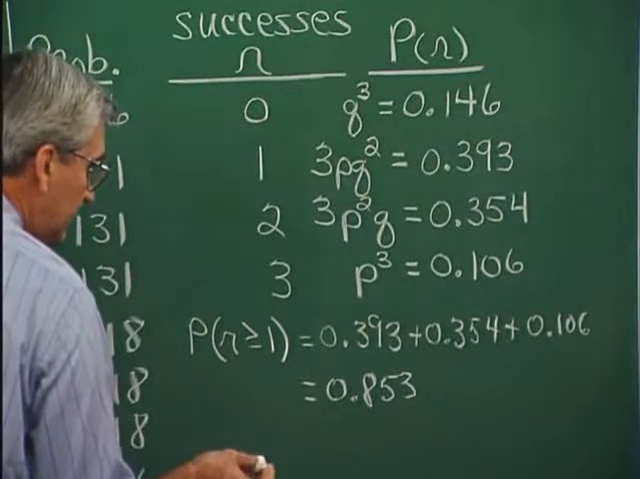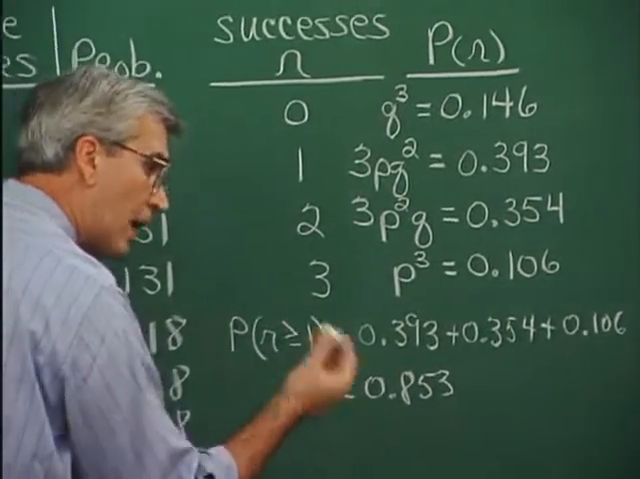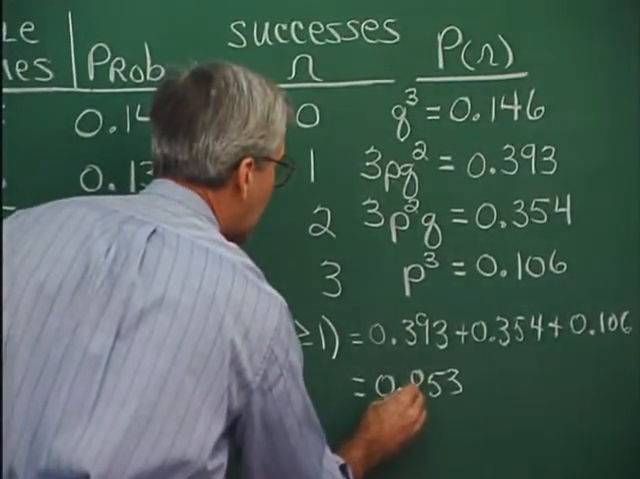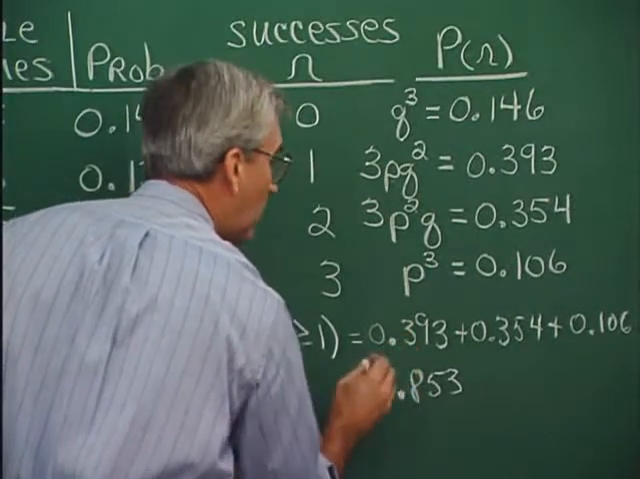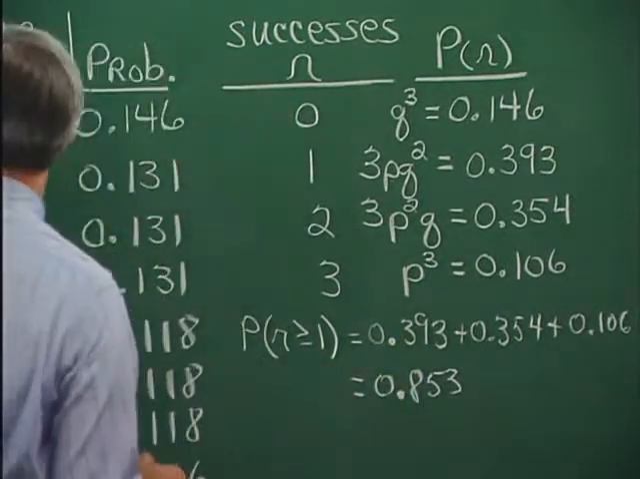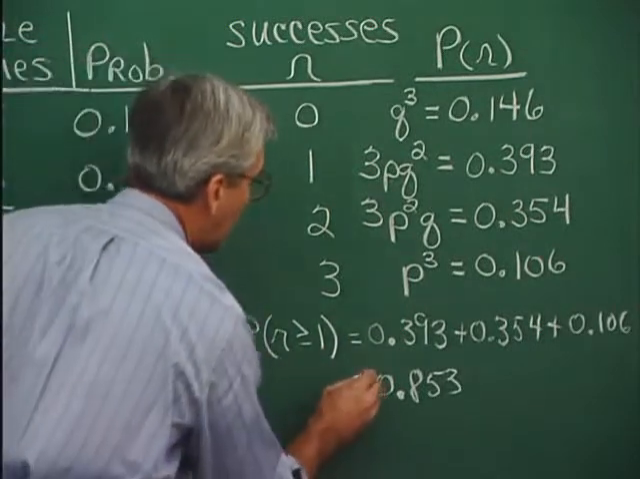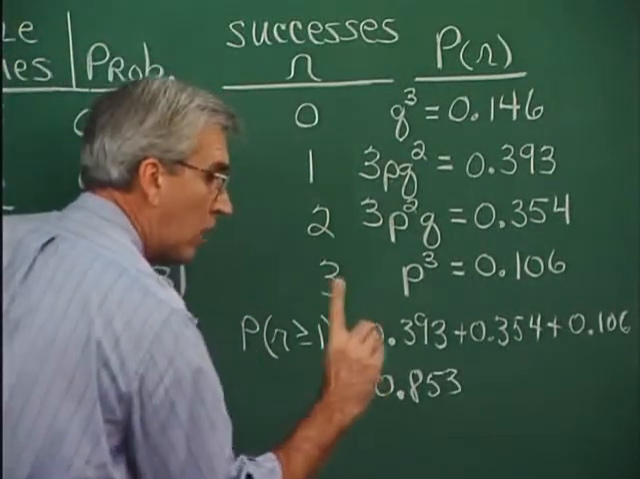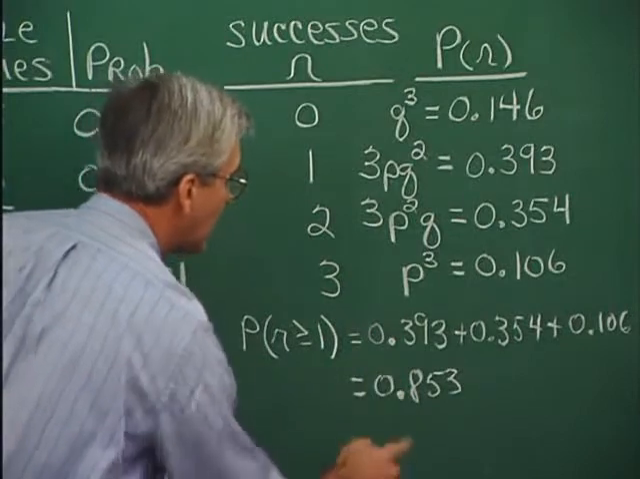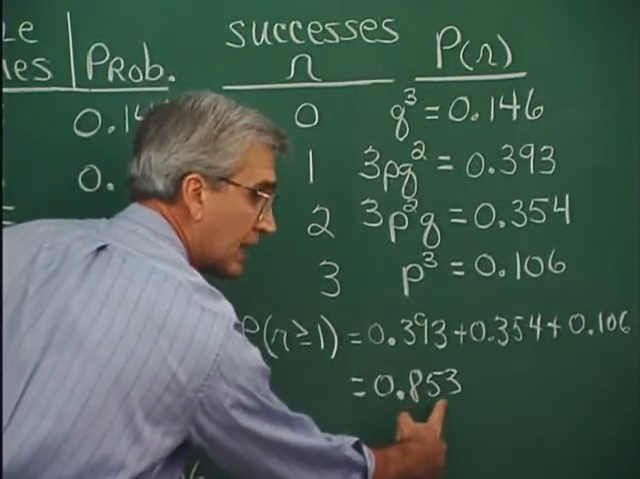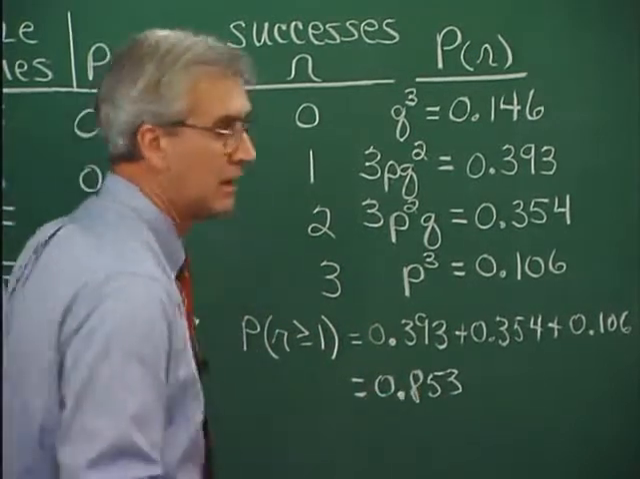So in 3 trials of a roulette wheel, if you're betting only red, are we betting red? Yeah, we're betting the red. If we're betting only red, the probability of having one success in 3 trials is 85.3%, or 0.853.